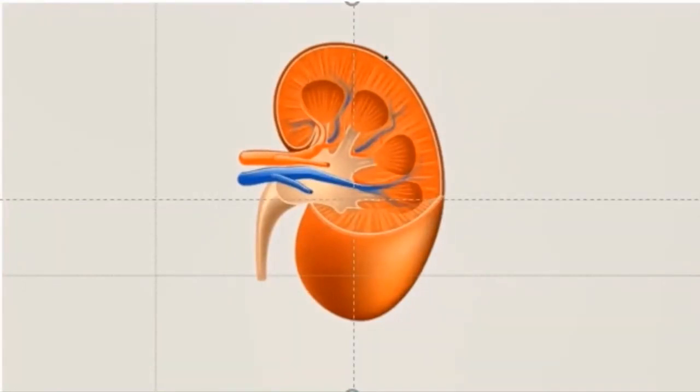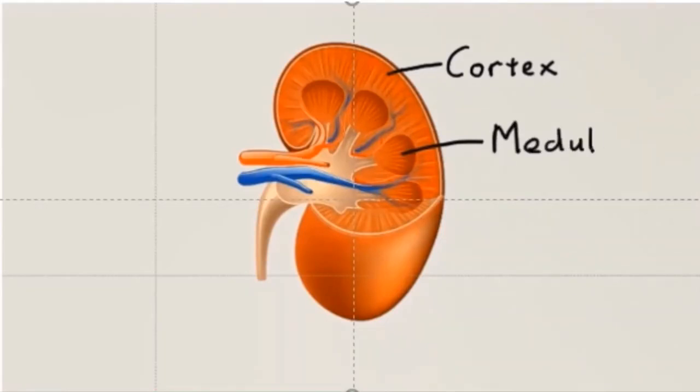I'm going to show you the cross-section of one kidney to understand the basic structure of a kidney. The kidney is divided into three major regions. The outer region is called cortex. The inner region is called medulla. And the region that the urine drains into is called pelvis.